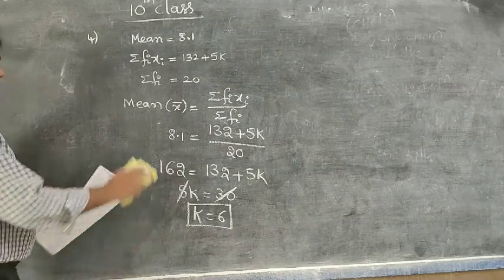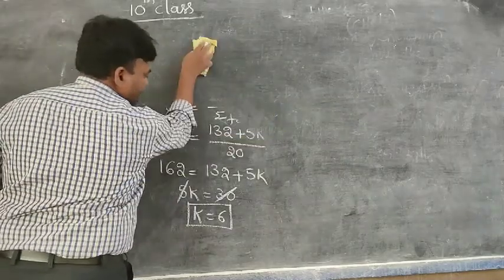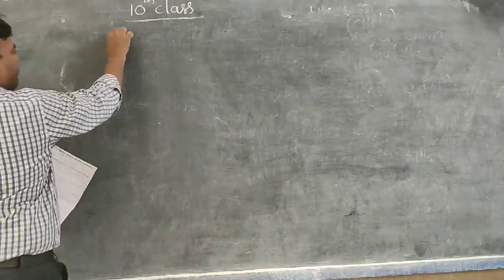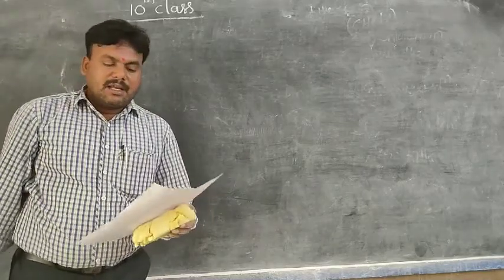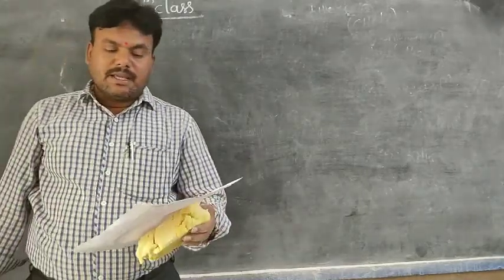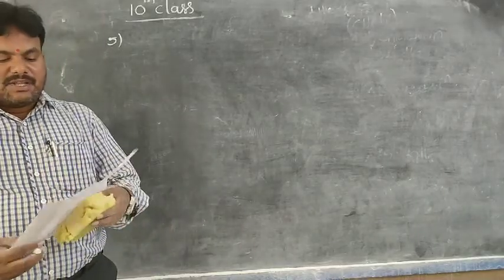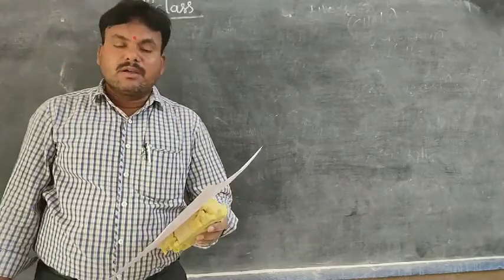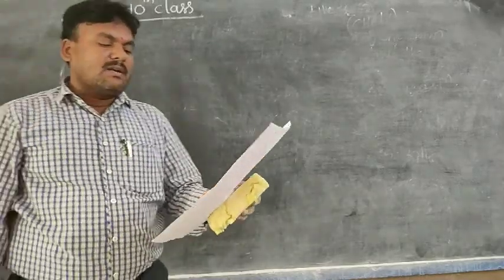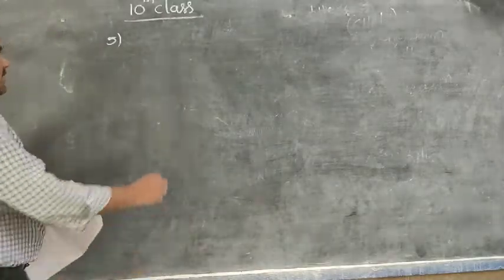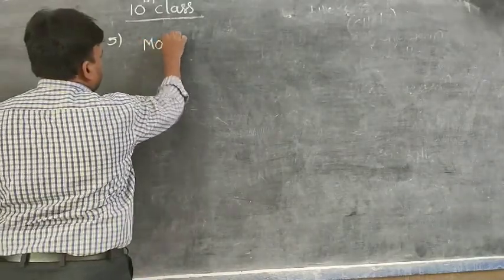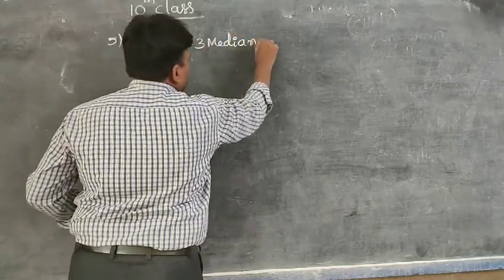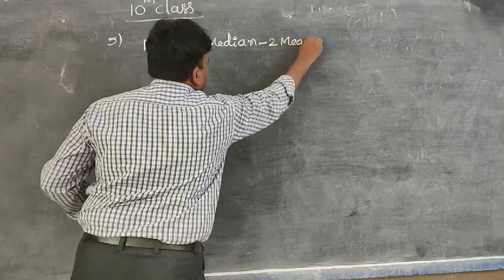Right, students? Observe the next, fifth question. Write the empirical relation between mean, mode and median. And if the median is 15 and the mean equals 16, then the mode equals dash. Yes, the empirical relation among mean, median and mode, we know very well: mode equals 3 median minus 2 mean.